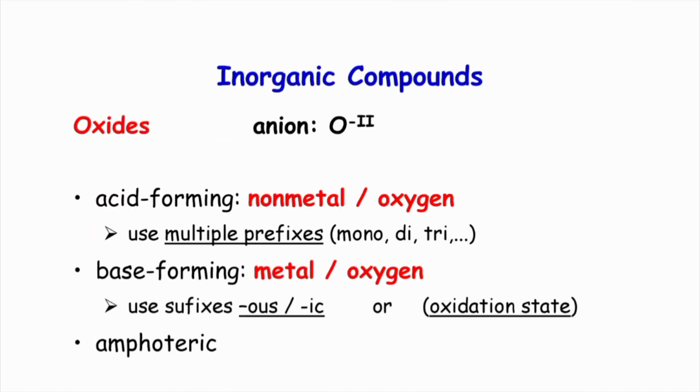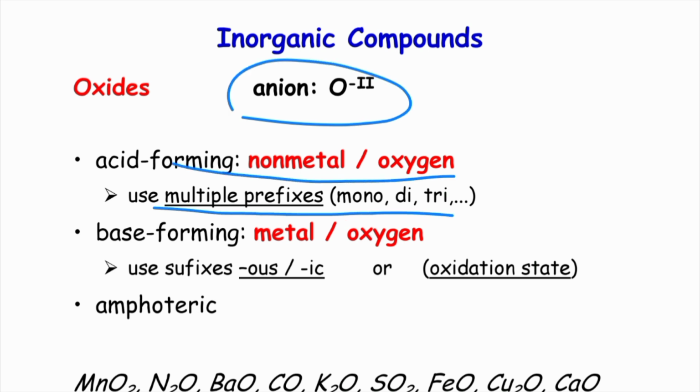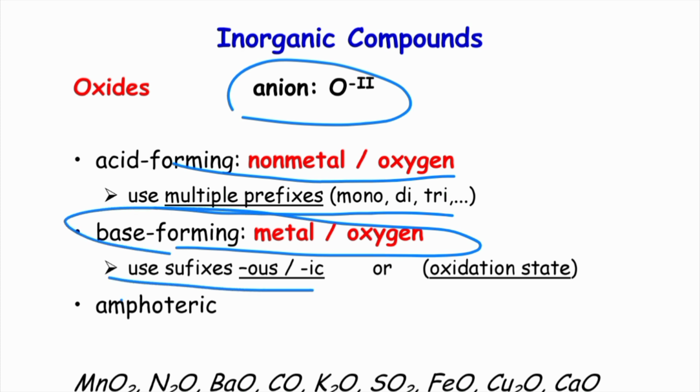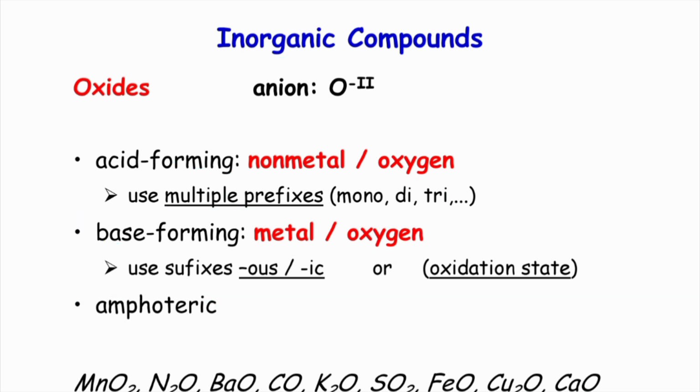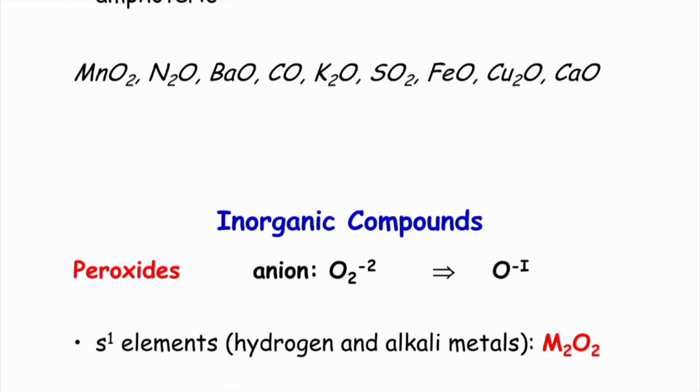Oxides: anion is O2 negative. Acid forming oxides are non-metal oxides, using multiple prefixes: mono, di, tri. Base forming oxides are metal oxides, using -ous, -ic, or oxidation state. Amphoteric oxides as well. Examples here: MnO2, N2O, BaO, CO, K2O, and CaO.